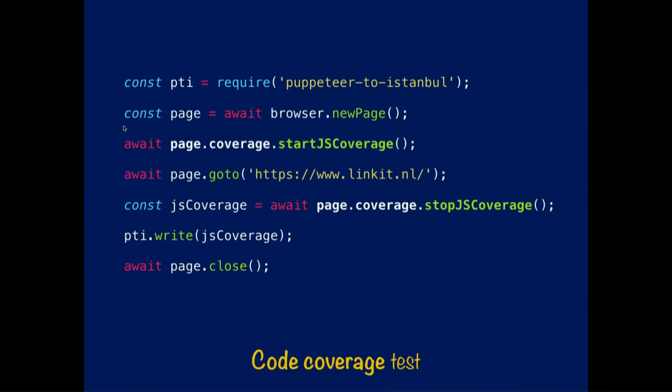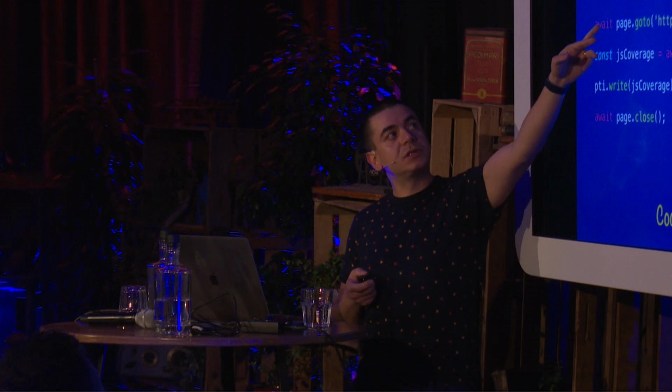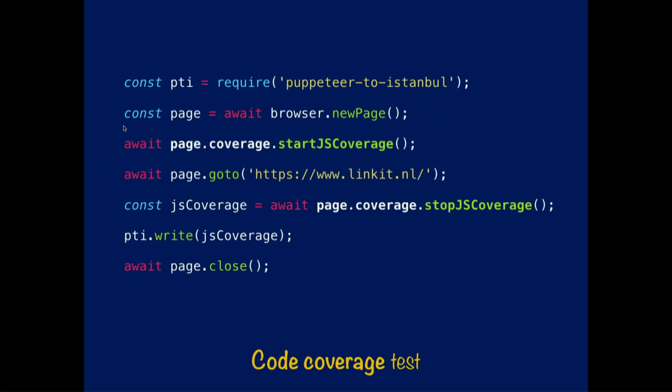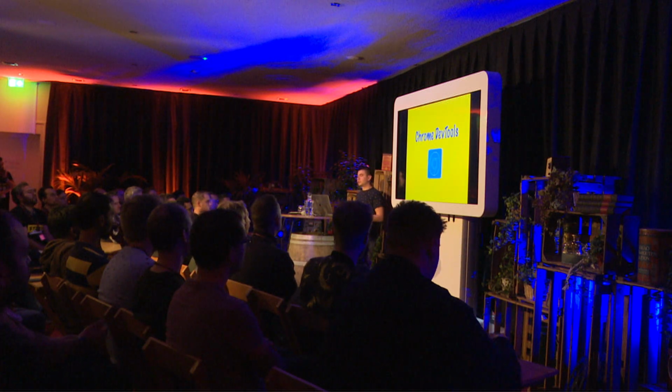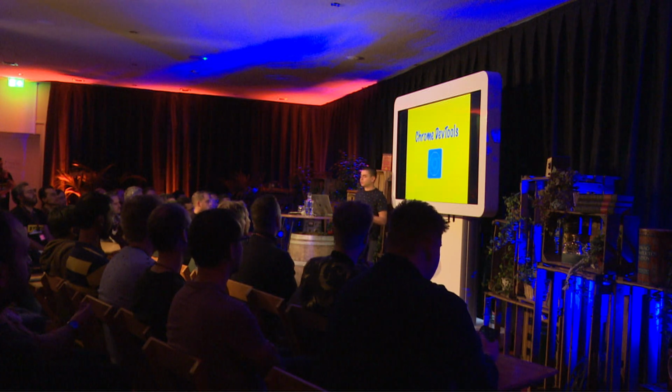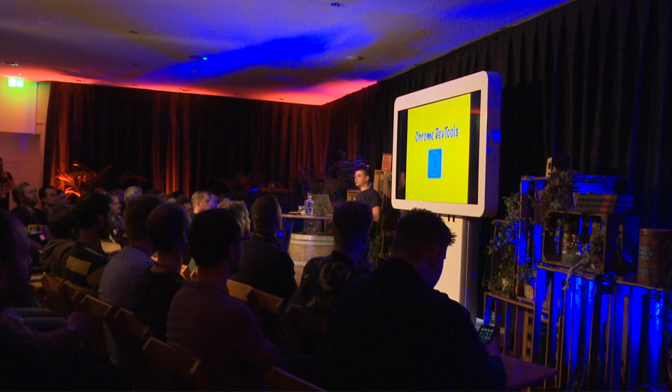It's also implemented without much effort. PTI is the Puppeteer to Istanbul package for our reporting. You collect coverage logs by calling page.coverage, then start JS coverage, then navigate to a URL, and then stop JS coverage. It will then create the report for you when you call this PTI.